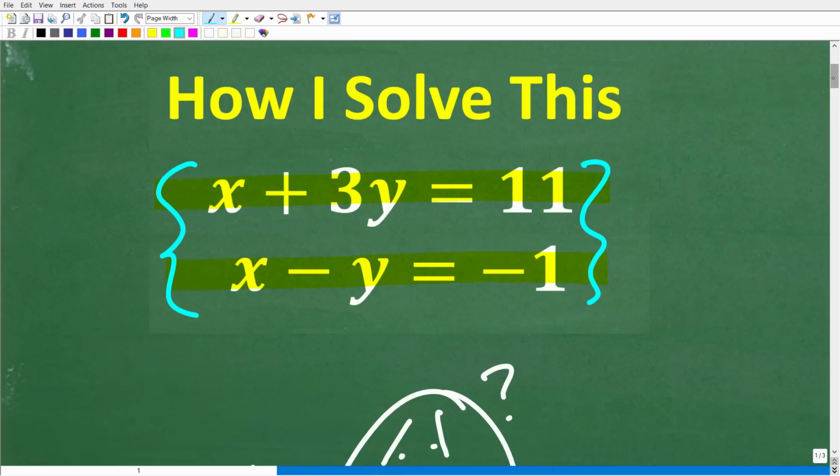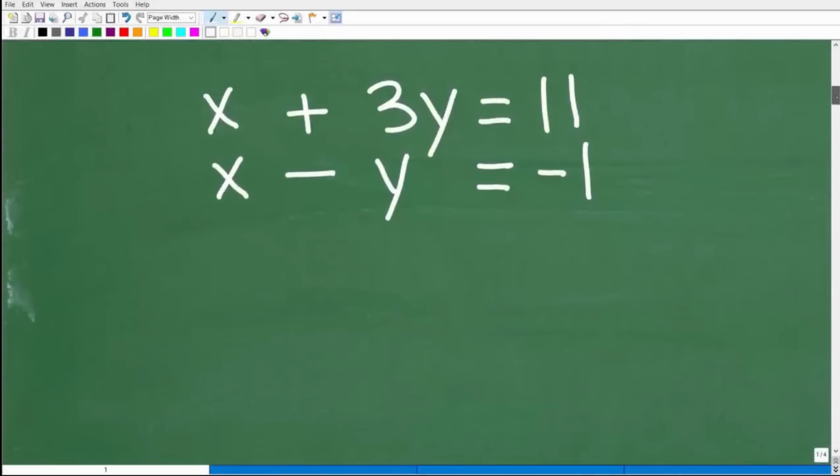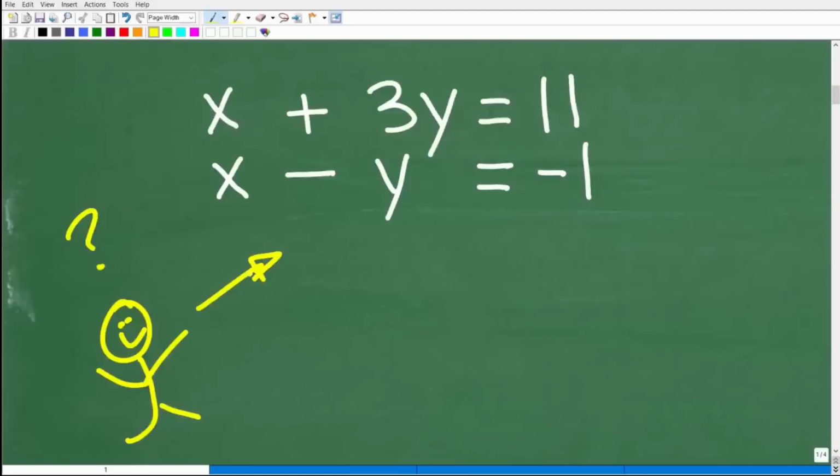But let's go ahead and see how I would solve this system right now. So here is the problem. Now, again, the whole point of this video is to give you an inside look into my brain. What am I thinking when I see something like this? Well, in algebra, we have all different sorts of equations, right? So when you see something, you have to identify the equation. That's the first thing we need to do.